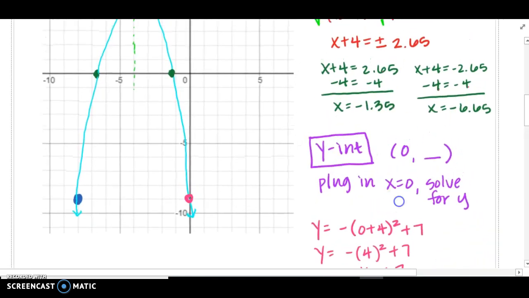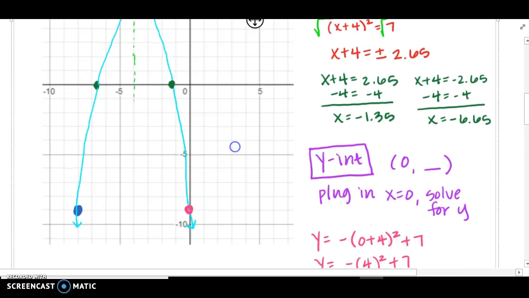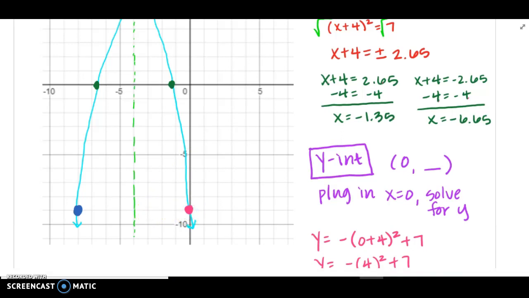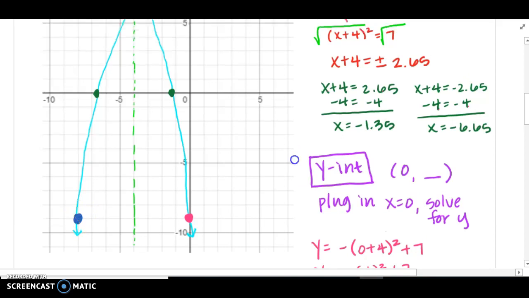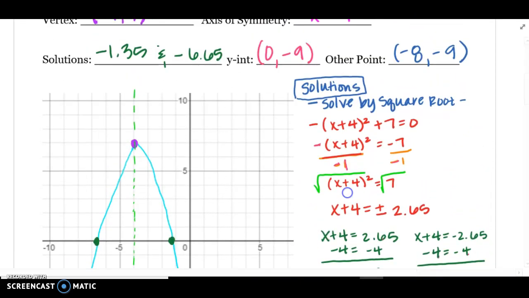I graphed that right there in pink. Now we need one more point because the graph is asking for 5. If I continue my axis of symmetry down and I'm looking to see where the y-intercept is located, it is 1, 2, 3, 4 to the right of the axis of symmetry. So you can go backwards and go 1, 2, 3, 4 to the left of the axis of symmetry and get the last point, which is at -8, -9, which is what I wrote up here for the other point.